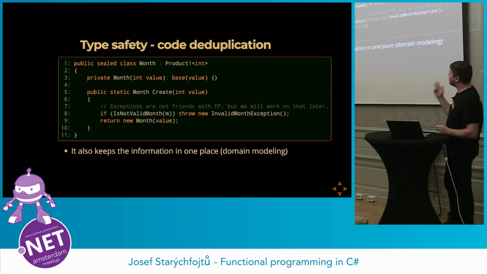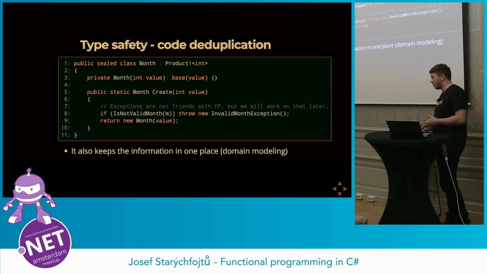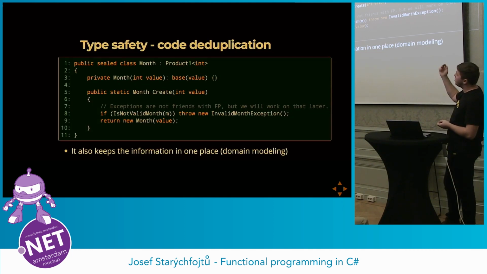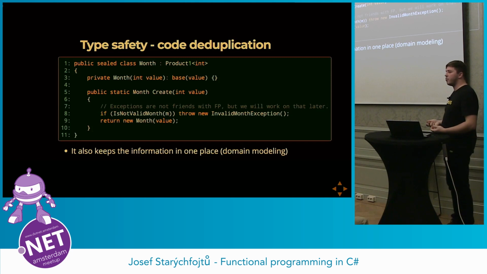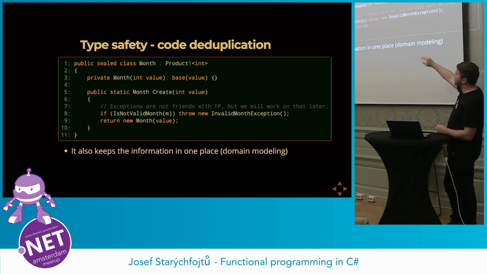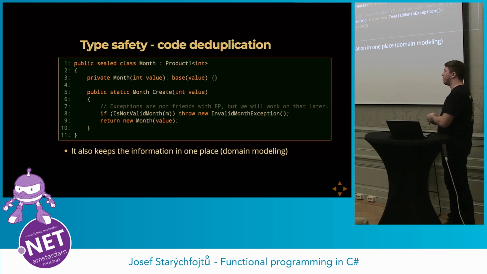If we introduce the month as a special type, we say it's a product of an integer. We make the constructor private so nobody can really create it. And then we have a constructor, usually called a smart constructor, which checks the input in a single place and returns the month to the world. And then everybody can use it and rely on the value being correct. So this would not be the proper implementation in a functional way because we have exceptions and stuff like that. But it keeps the information in one place.